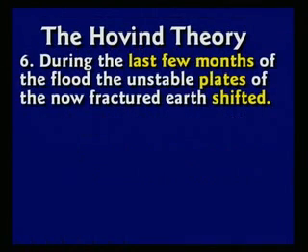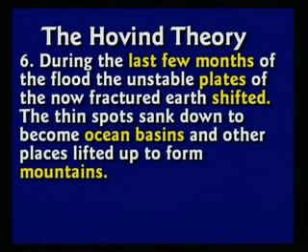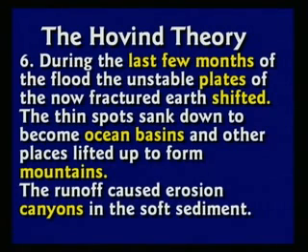During the last few months of the flood, the unstable plates of the fractured earth shifted, moved around. Pieces lifted up, other places sank down. Thin spots would sink down, and the water would rush in, filling it in to make an ocean. The places where it lifted up would become the mountain ranges. On the way from the top to the bottom, it's going to wash out a lot of canyons in a hurry. So canyons were eroded because the sediment was still fairly soft after the first few hundred years after the flood.